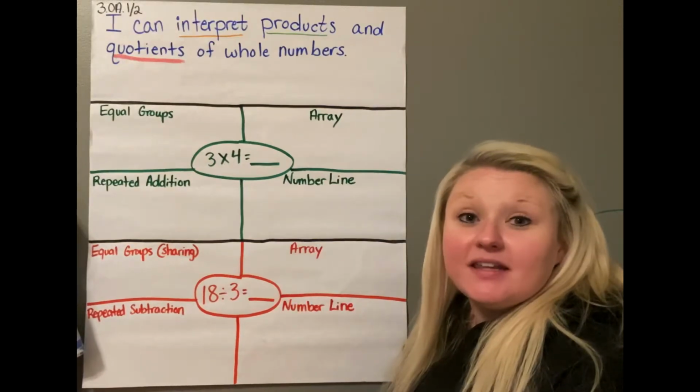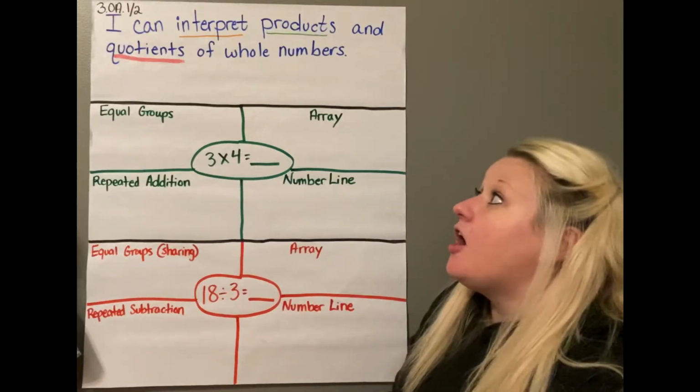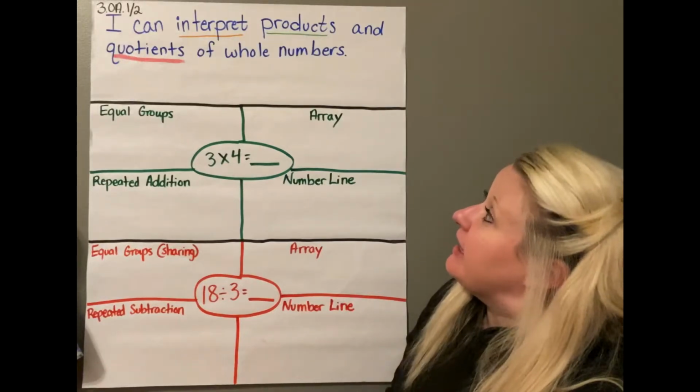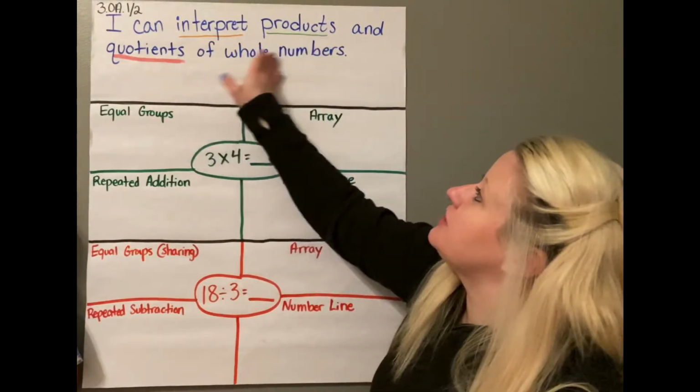Hi guys, this mini lesson is on multiplication and division models, OA1 and 2. And your standard says, I can interpret products and quotients of whole numbers.